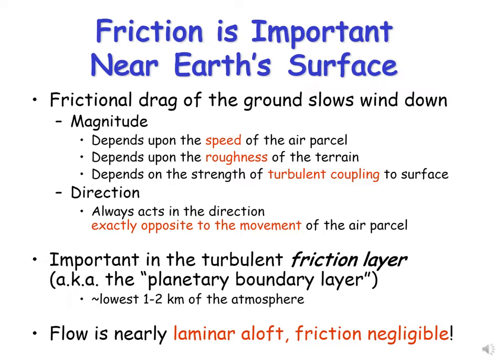The friction layer is the lowest part of the atmosphere, where the atmosphere is being influenced by that frictional term, and that's referred to as the planetary boundary layer. Once we get above that planetary boundary layer, friction is negligible in the atmosphere.